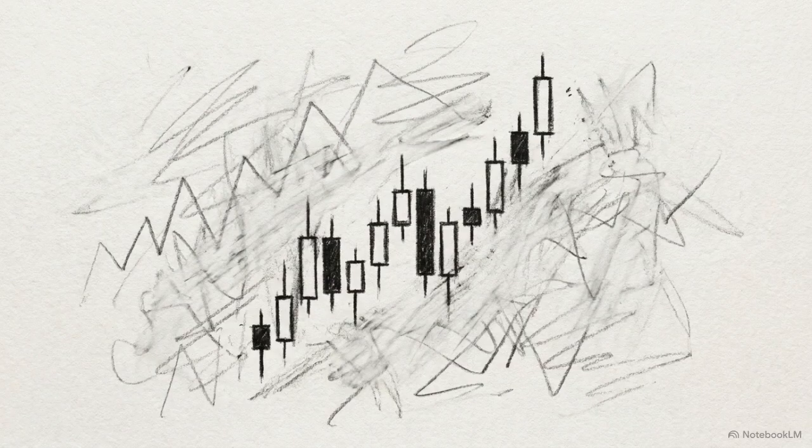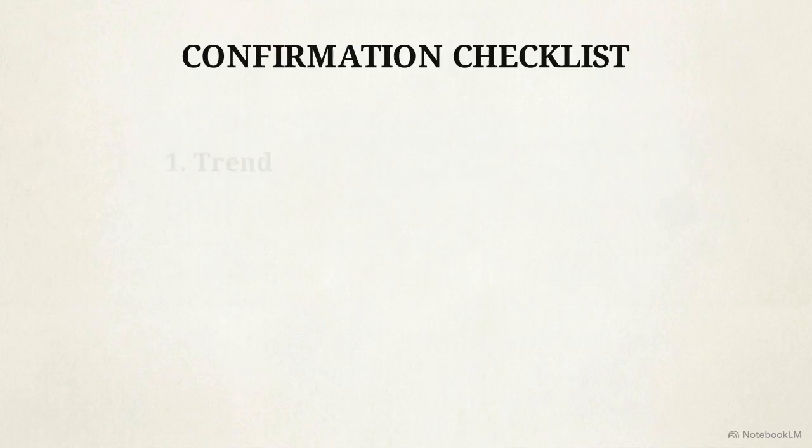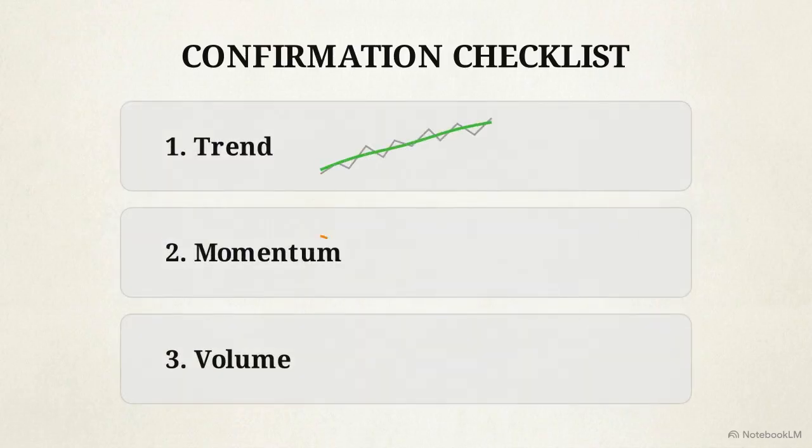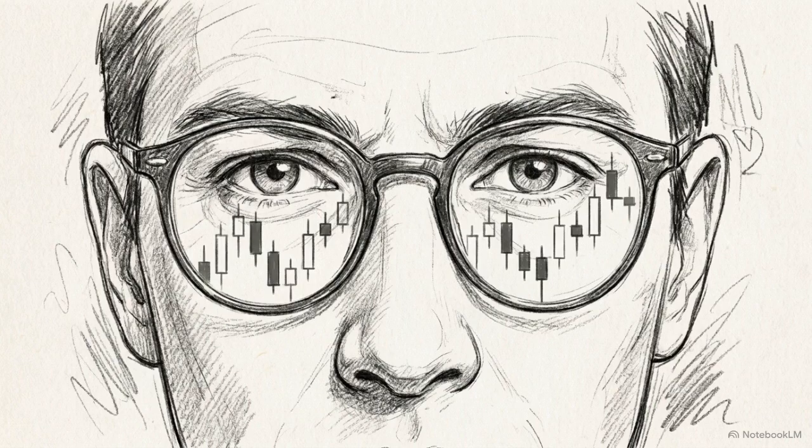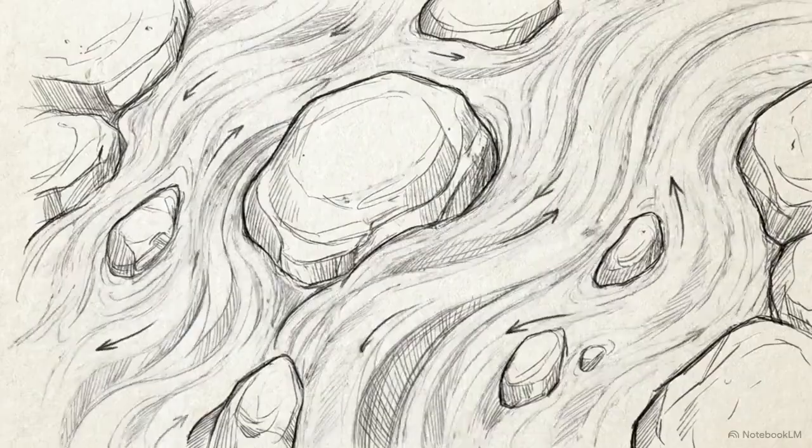We are going to strip away the noise. By the end of this video, you will build a clean, 3-tool setup designed to execute a strict confirmation checklist. Removing the visual clutter forces you to stop looking at math illusions and start reacting to what the market is actually doing right now. Step 1 is identifying the trend.